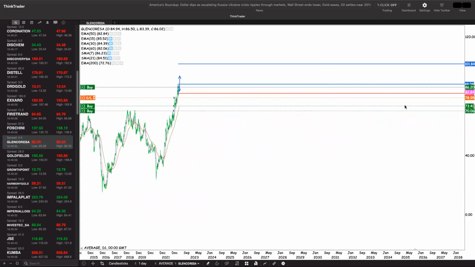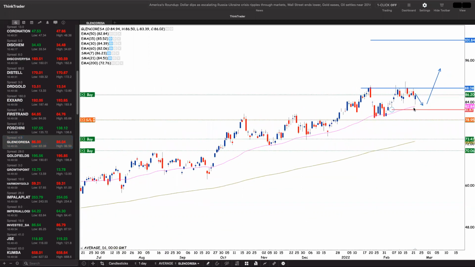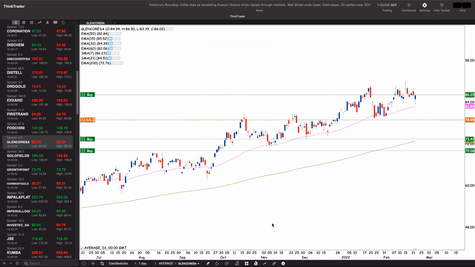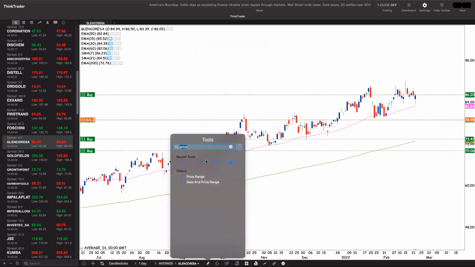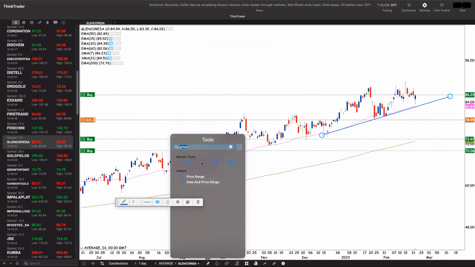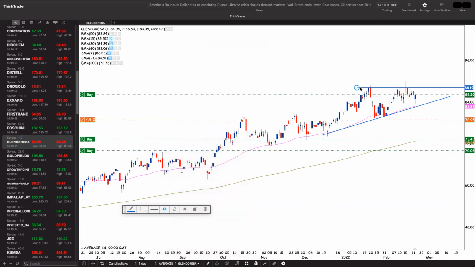Ascending triangle pattern for me. Let me just get rid of everything. Ascending triangle pattern, 50-day EMA serving as the trend line support. So ascending triangle pattern, as you can see, it's rising bottom and a flat top. So it's ascending and it's a triangle, right? And that's a similar pattern. 1, 2, 3, 4. On the fifth wave, it usually breaks out.